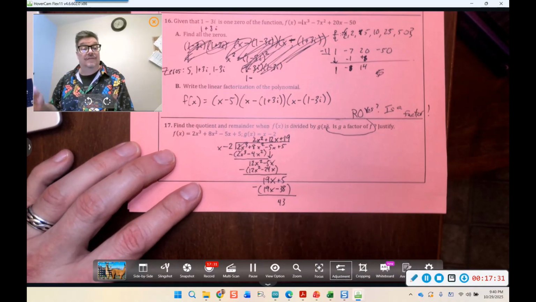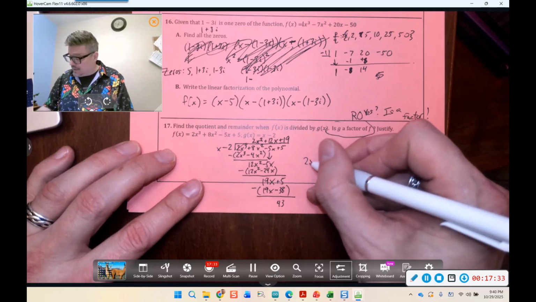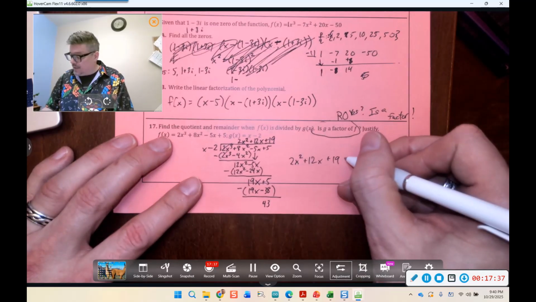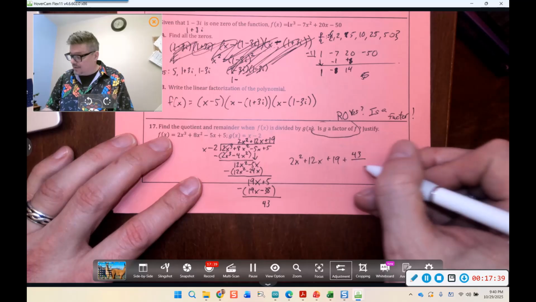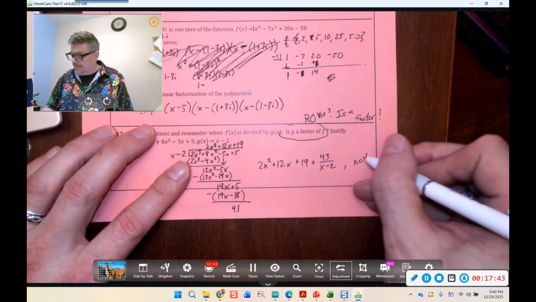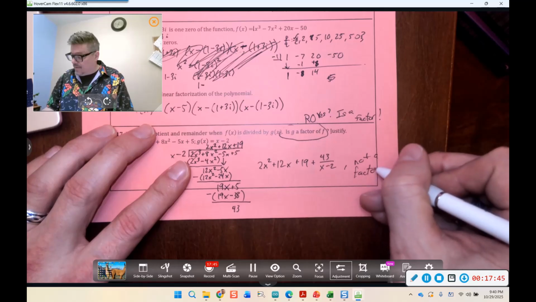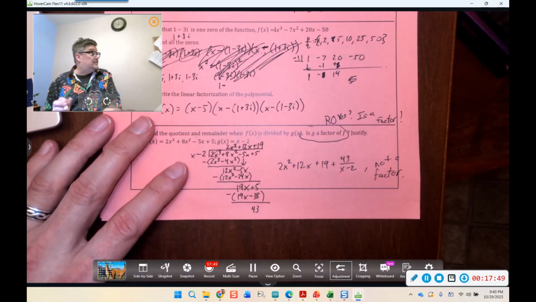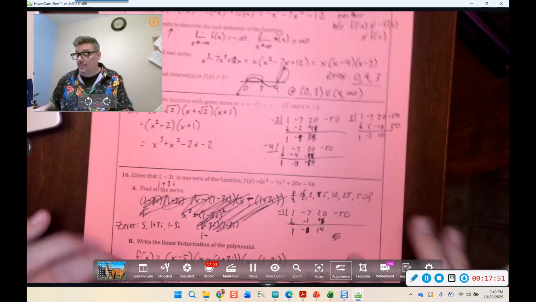Okay, so our final answer is 2x squared plus 12x plus 19 plus 43. Yes, sir. Okay, so it is not a factor. All right, and that's it. That's how we write it. And you guys did pretty good on that last quiz on long division, so we're all set. All right, all done.